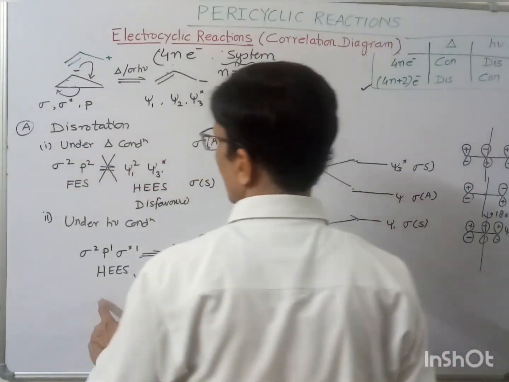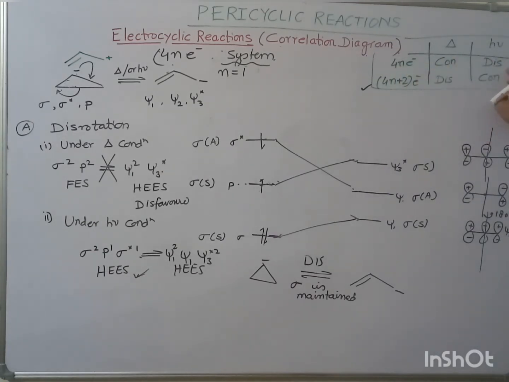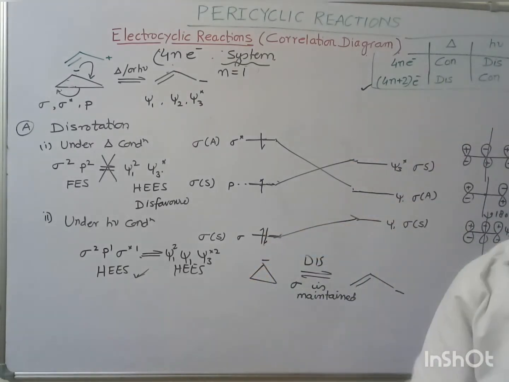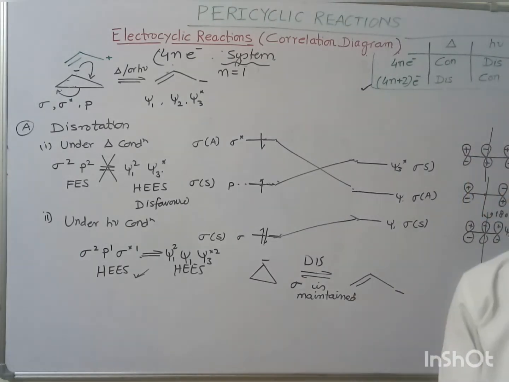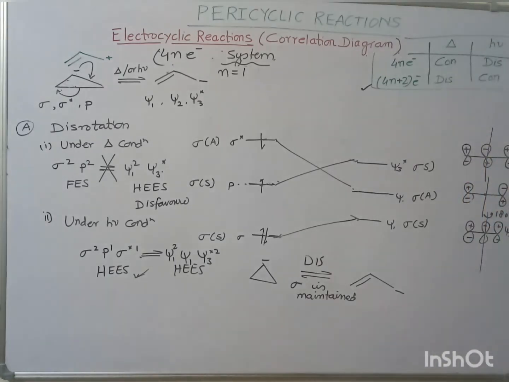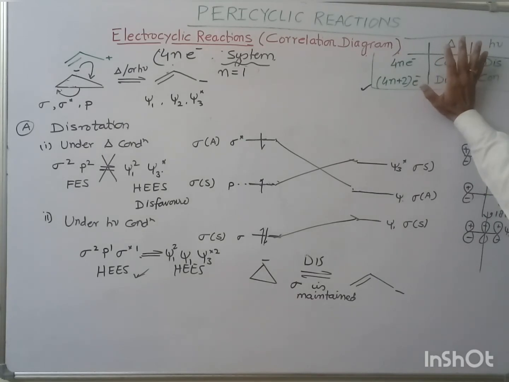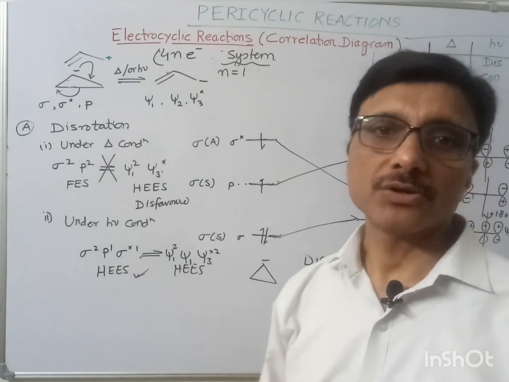So what we can see for a 4n electron system is that the disrotation of orbitals will take place under photochemical condition. In this way we can analyze the electrocyclic reaction with the help of a correlation diagram. Now in my next lecture I will discuss the analysis of the selection rule for this electrocyclic reaction with the help of the frontier molecular orbital method.